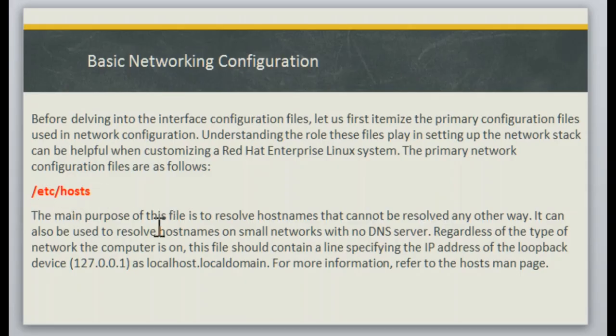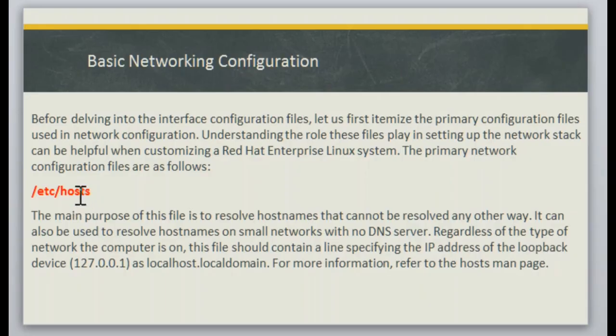And the main purpose of this file, make sure you write this down, guys. The main purpose of this file is to resolve host names that cannot be resolved any other way. So in this file is where we store all the server names that we're connecting to. That way when we type in this name, the file can resolve it. So it can also be used to resolve host names on small networks with no DNS server. Regardless of the type of the network the computer is on, this file should contain a line specifying the IP address of the loopback device, which is 127.0.0.1, as localhost.localdomain. So for more information, refer to the hosts man page. So look up the man page on hosts, okay?